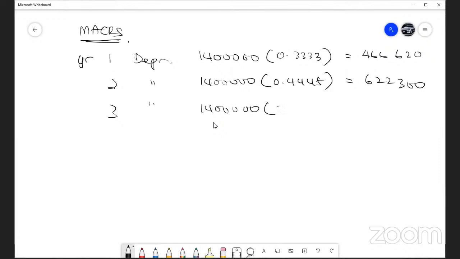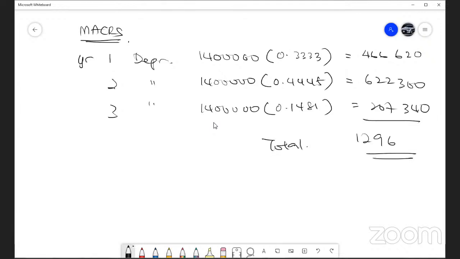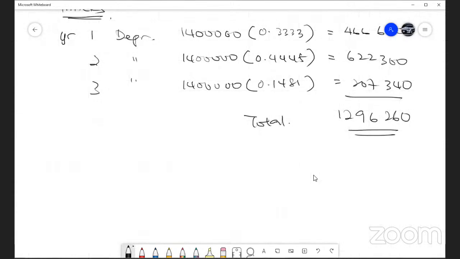at only 14.81%. So over here is 207,340. Your total depreciation now is the sum of 466,620, 622,300 and 207,340, which is 1,296,260. Once you got this, you want to count the book value.